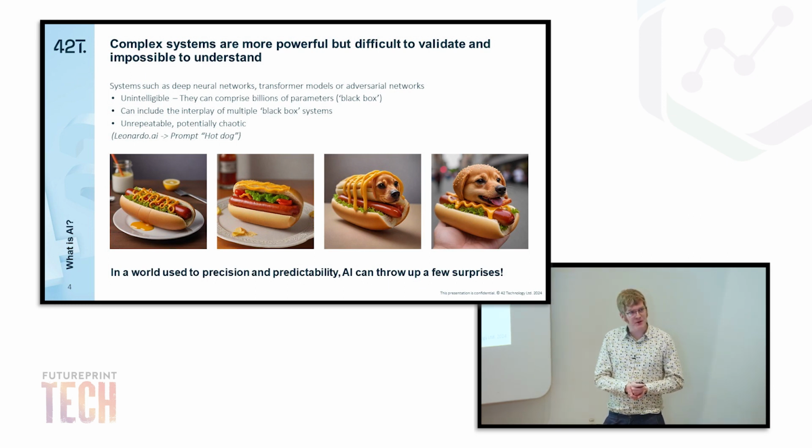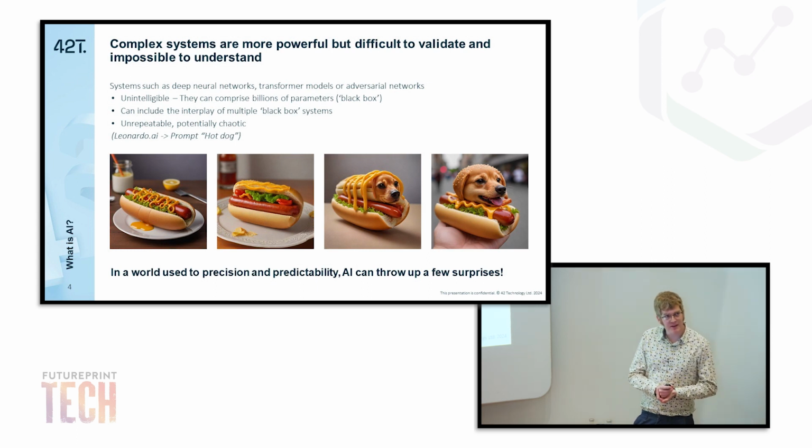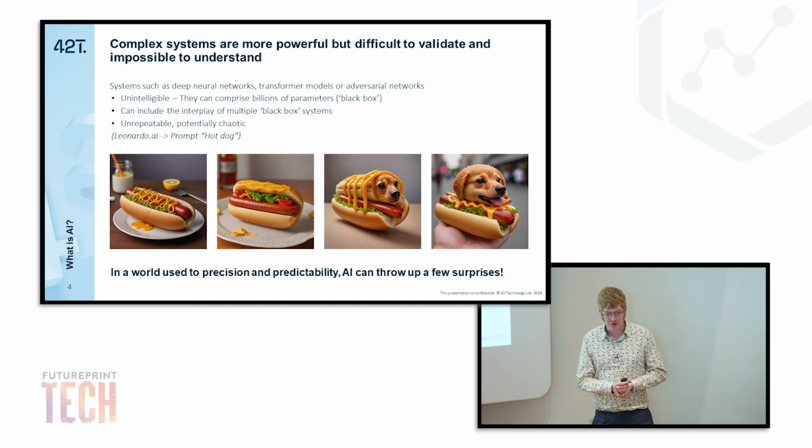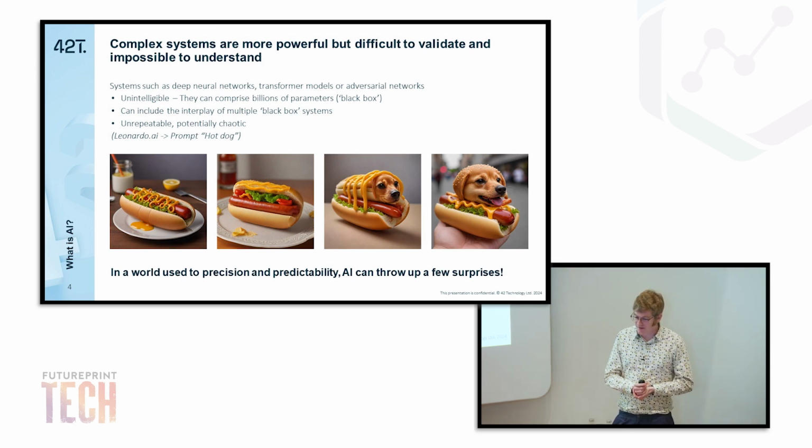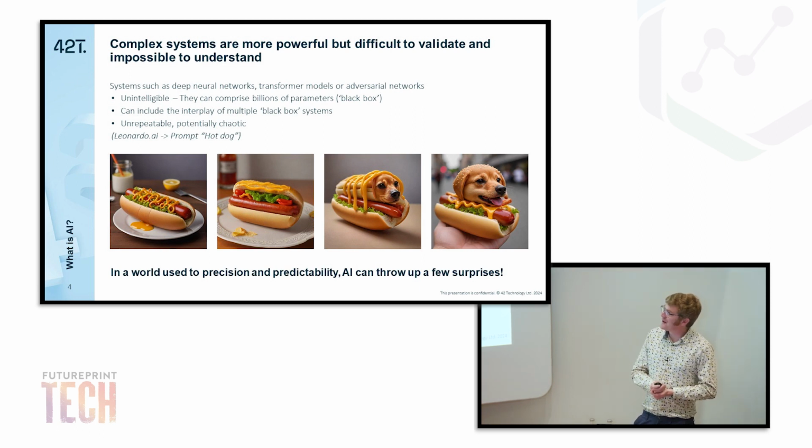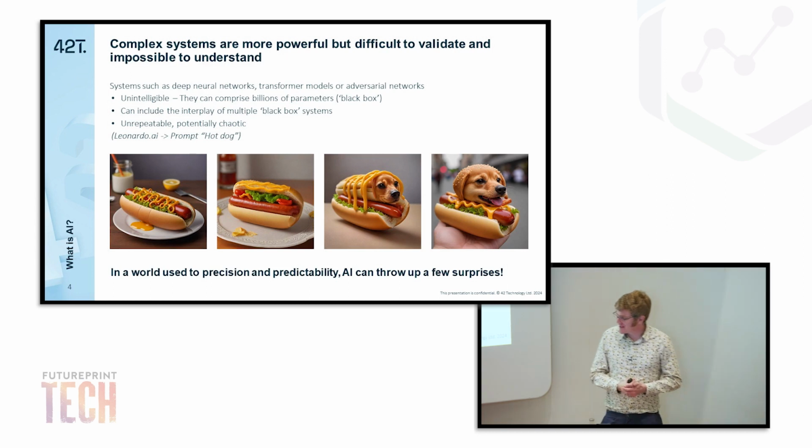So, is the product ready? Well, maybe, but let's just try it again. Okay, maybe the person applying the mustard was a bit distracted for this hot dog, but I think, salad and weird mustard placement aside, you'd still agree that that is broadly still a hot dog. Try it a few more times. It starts getting weirder, and possibly even macabre. So in a world used to precision and predictability, especially with computer systems, AI can throw up a few surprises.